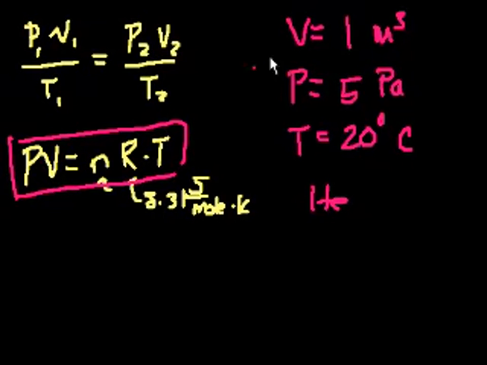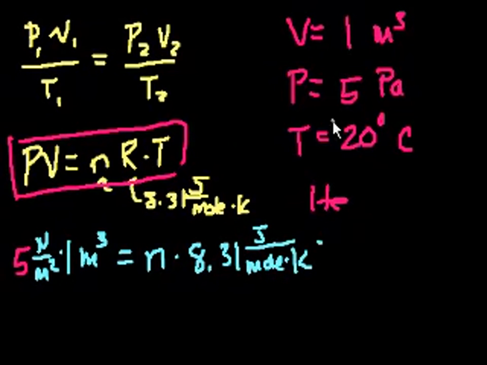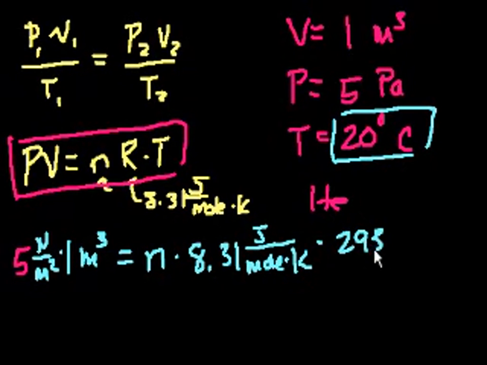Well, let's just substitute into the equation. So we have pressure, which is 5, and I'll actually write the units. I never do it, but you should, and you should always do it in an exam. 5 newtons per meter squared times volume, 1 meter cubed, is equal to my number of moles, N, times the universal gas constant, 8.31 joules per mole Kelvin, times temperature. And remember, I can't repeat this enough, always convert the temperature to Kelvin. So whatever our Celsius temperature is, add 273. So add 273 to that, you get 293 Kelvin.